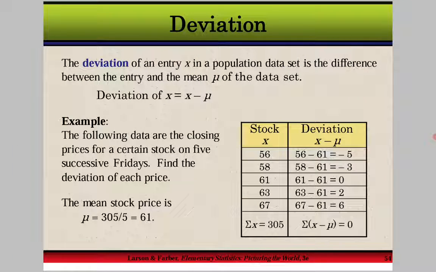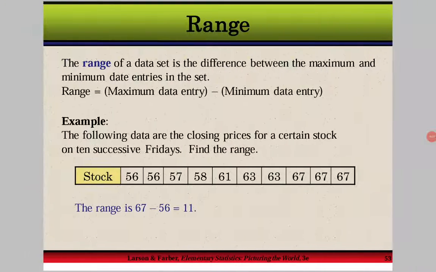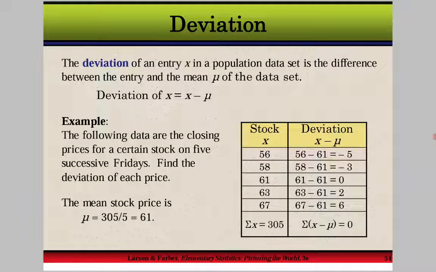Next is deviation. What is a deviation? How to find out deviation? The deviation of an entry x in a population data set is the difference between the entry and the mean mu of the data set. So deviation of x is equal to x minus mu, where mu is the mean of the data set.